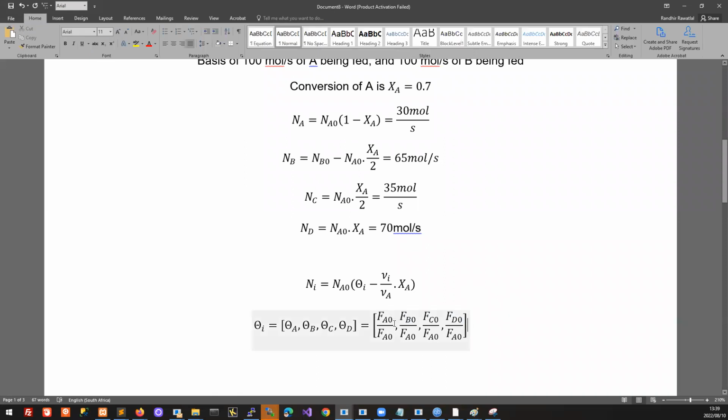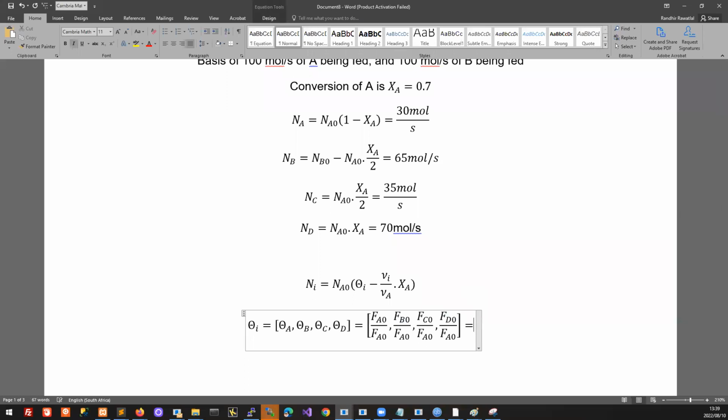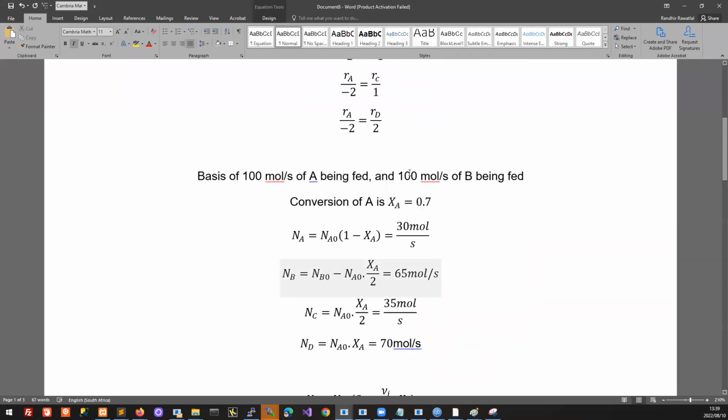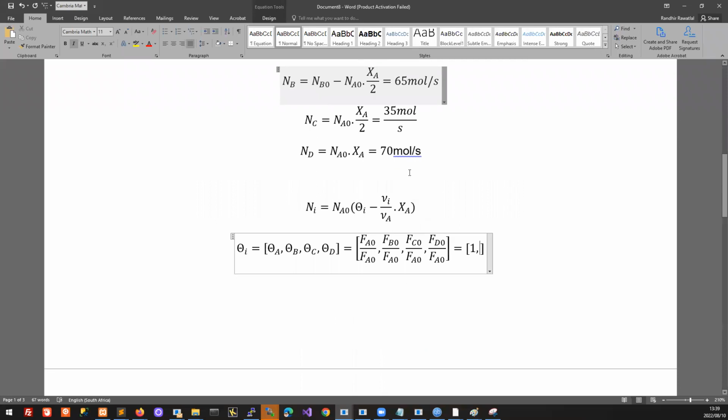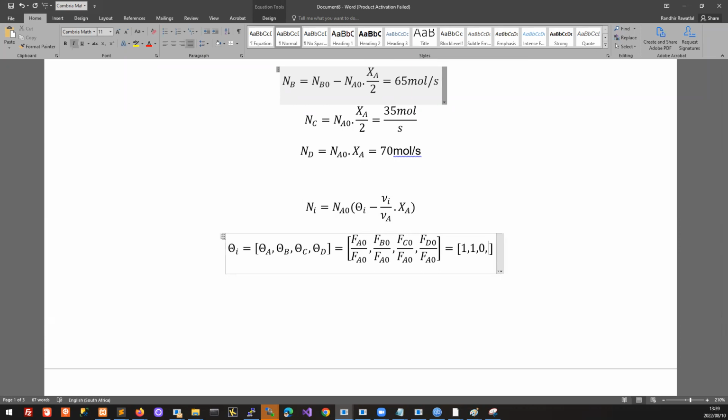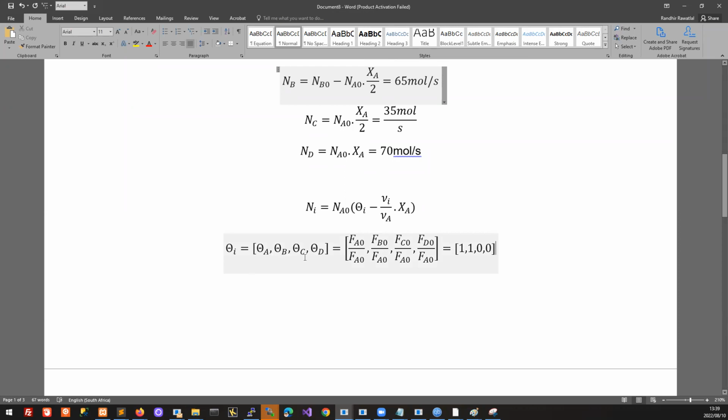And we can see here FA0 over FA0, that's equal to 1. And then FB0 over FA0, we did choose 100 moles per second of B here. So that's also a 1. And then we said there's none of C coming in. So that's 0 over 100. So that's a 0, and that's also a 0. There's none of D coming in as well. So beta A, B, C, D, 1, 1, 0, 0.